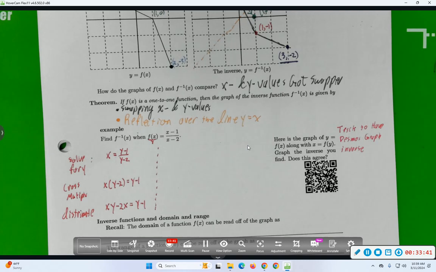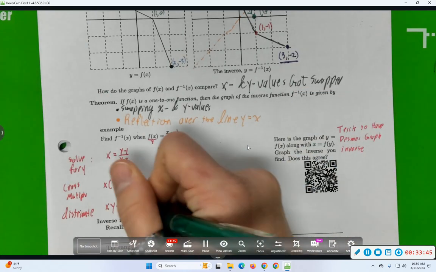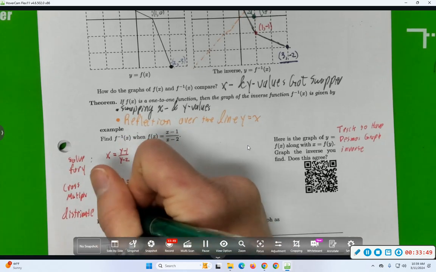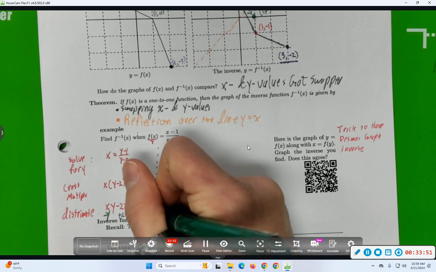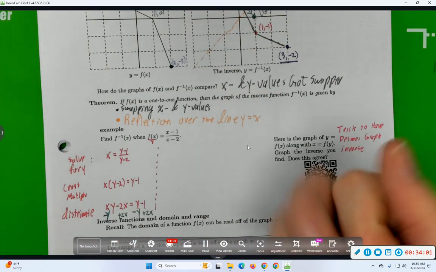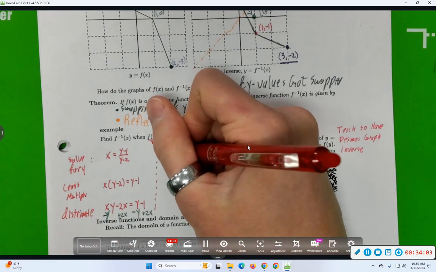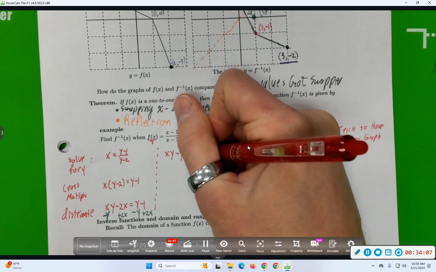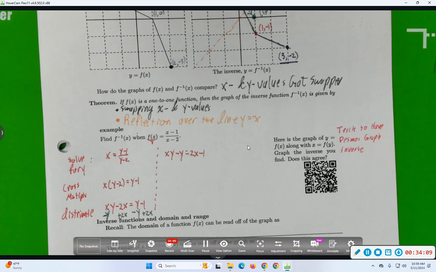Subtract y. Let's subtract y. And as long as we're subtracting y from both sides, I'm also going to add 2x to both sides. Right, get all the y's onto one side, get all of the non-y's onto the other side. All right, so xy minus y equals 2x minus 1.